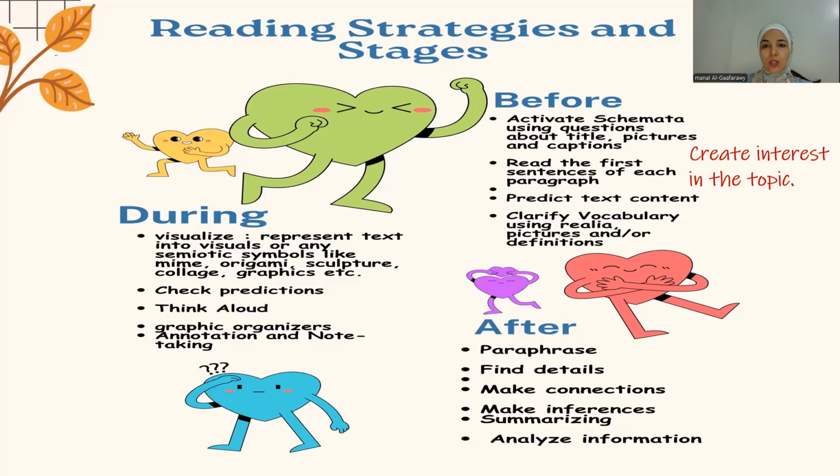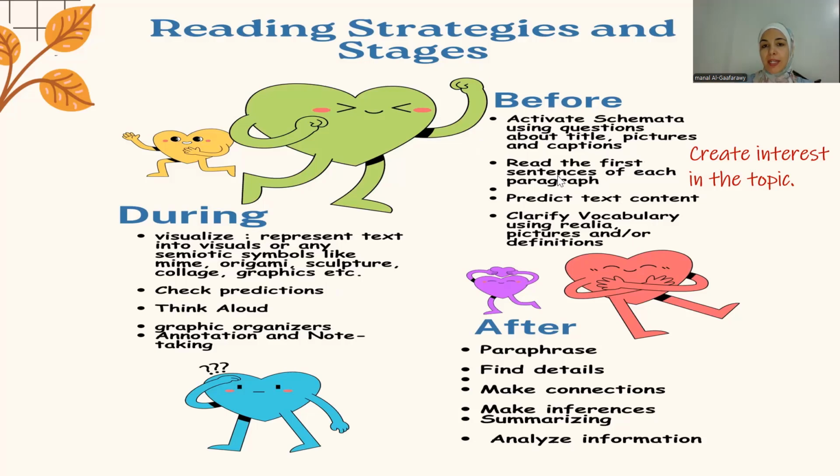So we activate our students' schemata, and schemata means that the information that we learn from the world is ordered in our minds in the form of chunks. And those chunks are called schemata. And as human beings, we tend to understand or learn the new information in terms of the old ones. So in order to help my students learn or understand the new texts I provide to them in the classroom, I need to activate the information that they already know about the topic. And this happens by asking them questions about the title, the pictures, any captions provided.